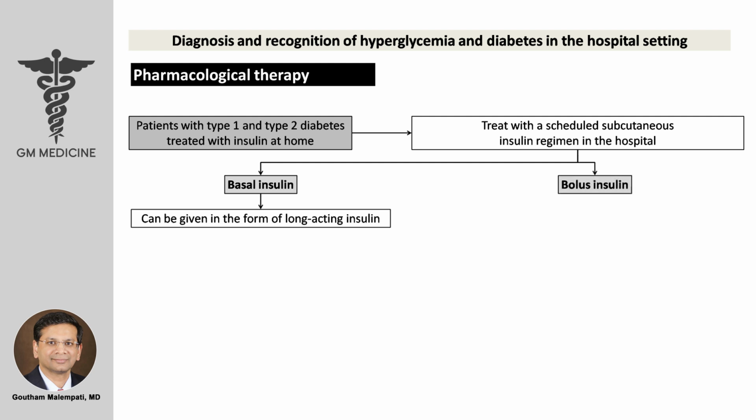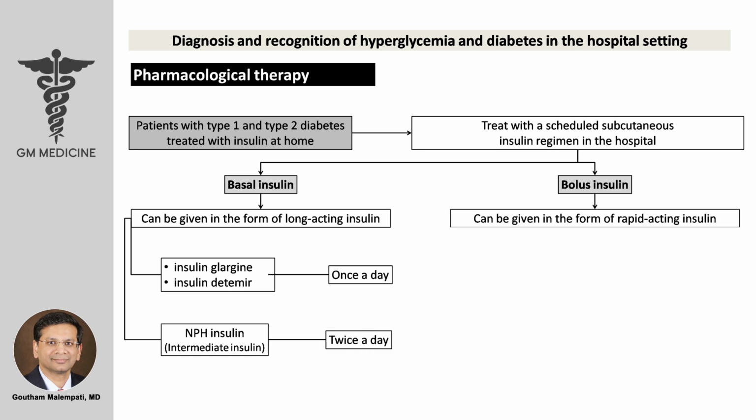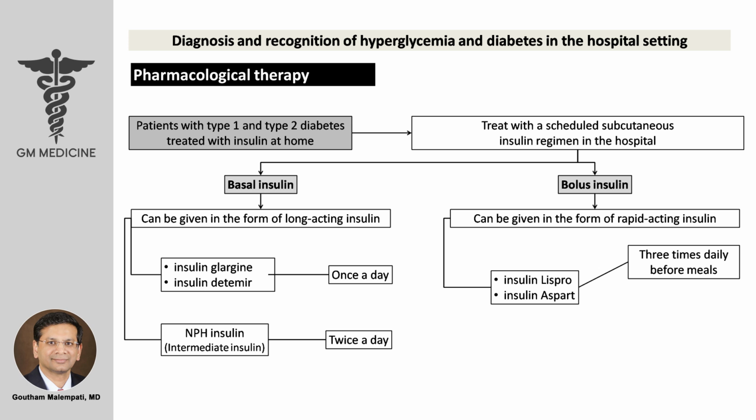Basal insulin can be given in the form of long-acting insulin such as insulin glargine or insulin detemir once a day. Intermediate insulin such as NPH insulin can be given twice a day. Bolus insulin in the form of rapid-acting insulins such as insulin lispro, insulin aspart can be given 3 times daily before meals and once at bedtime.